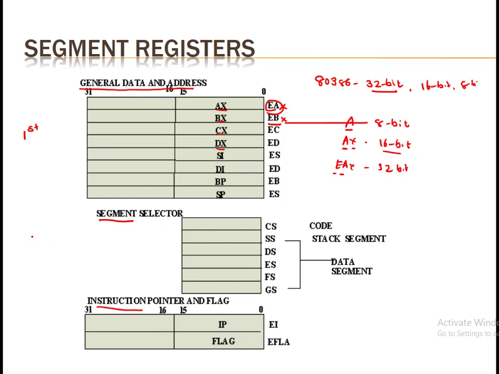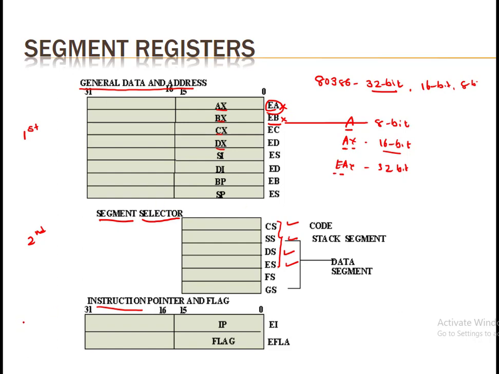The next is the segment selector. Most probably we use these 4 only: code segment, data segment, stack segment and extra segment. These are known as segment selectors. Till now we were using the word segment registers, but from 80386 onwards we will use these segment selectors. What is the use of segment selectors? We will see in the subsequent slides.